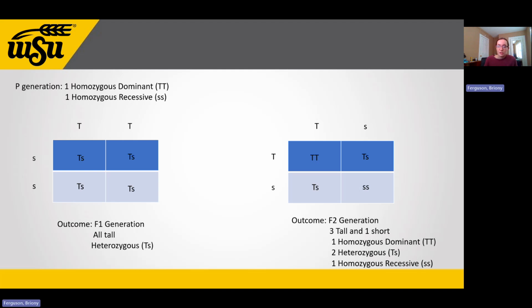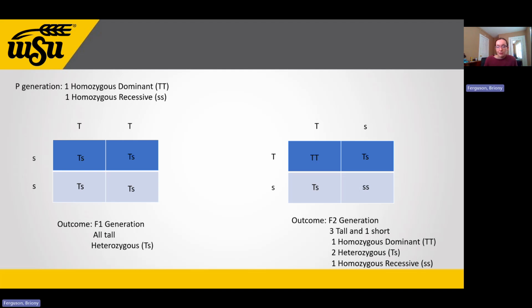You can also think of these as ratios, so you could do them out of 100. Obviously, for this P generation, it's going to be 100 out of 100. Or you can do them in fractions. For this one, all 4 are that heterozygous. For this one, you're going to have 1 out of 4 be TT, 1 out of 4 be that homozygous recessive, and then 2 out of 4 be heterozygous.